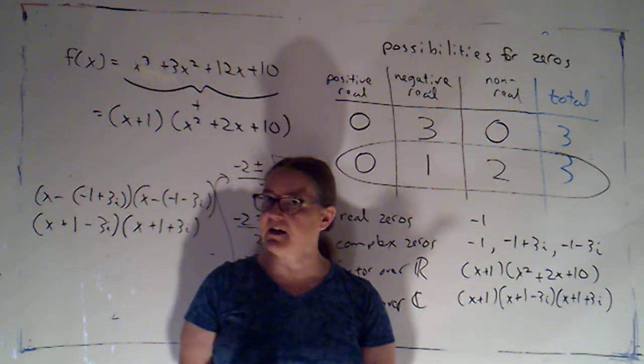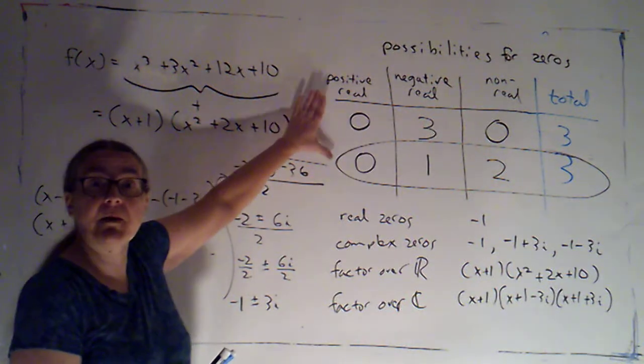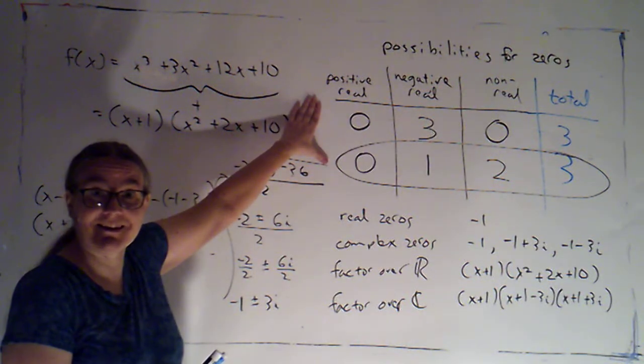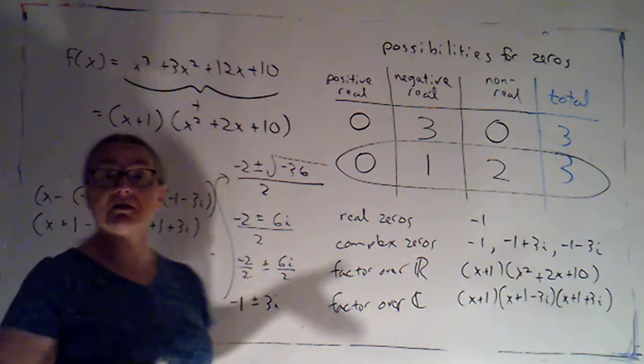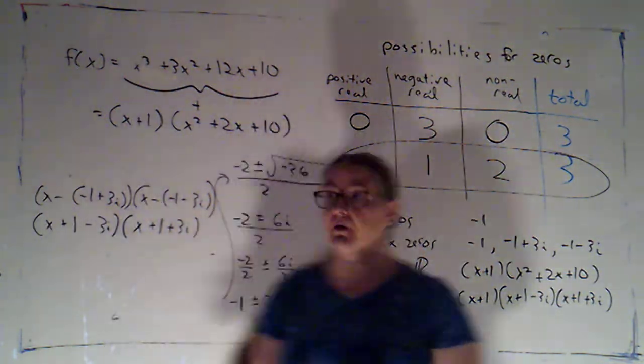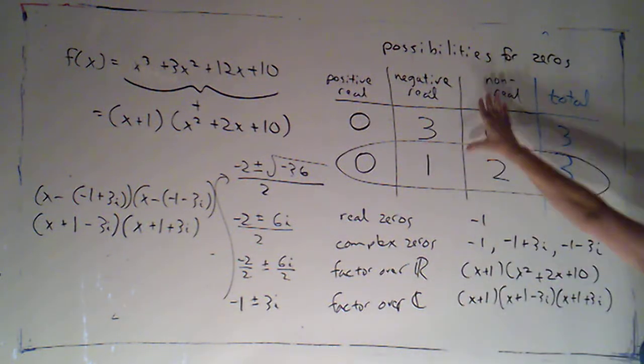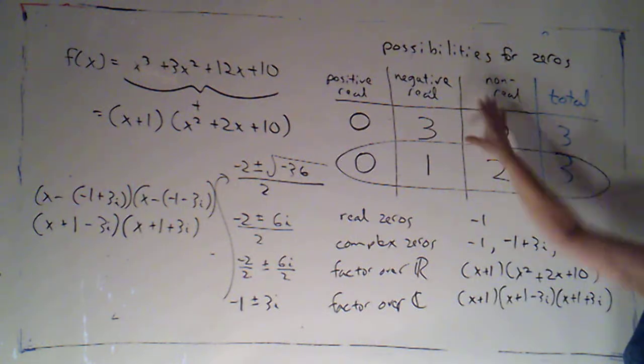So just make sure you're reading the directions. I could test you directly on Descartes' rule of signs by asking you to create a table like this. Or I could just give you a problem where I say, find me the zeros, or factor, or possibly do all of these things, okay? In which case you could choose whether you want to use this strategy or not.